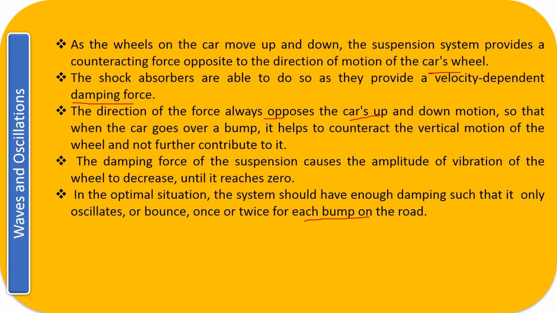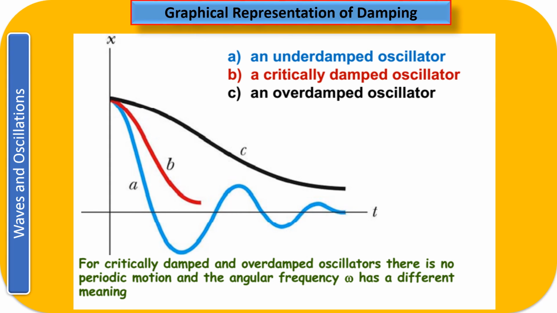So the fluid that we are providing, the oil that we are providing, will have such a damping coefficient that it will not allow the car to go up and down more than once or twice, right? So that was the shock absorber in the car, which is possible with the critical damping.